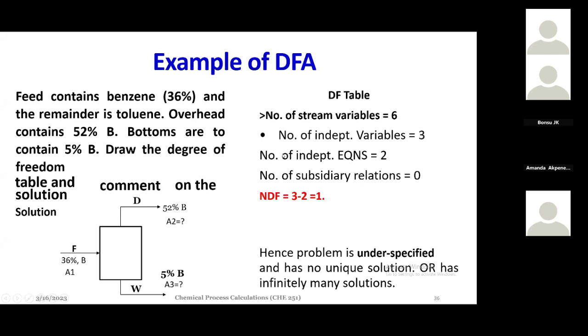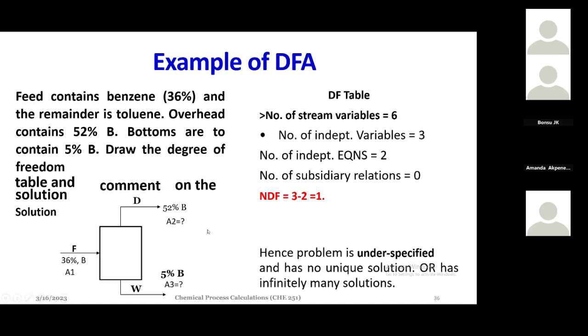And your number of independent equations, because this is a non-reactive system, will be the number of components that we have, and they are two, B and A, which is benzene and toluene. So two components. So our number of independent equations is two. Now when we want to find the degree of freedom, it will be your number of variables, 3 minus 2, and that will give you 1.